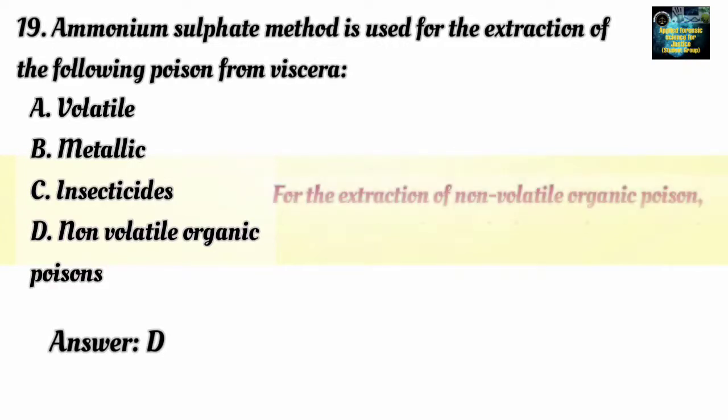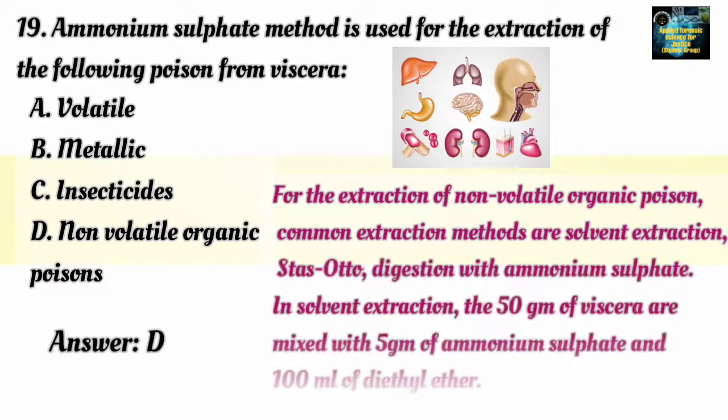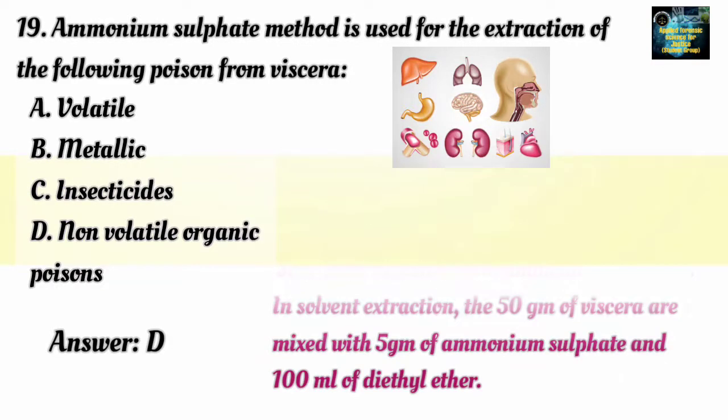For extraction of non-volatile organic poisons, common extraction methods are solvent extraction, Stas-Otto, and digestion with ammonium sulfate. In solvent extraction, 50 gram of viscera are mixed with 50 gram of ammonium sulfate and 100 gram of diethyl ether.